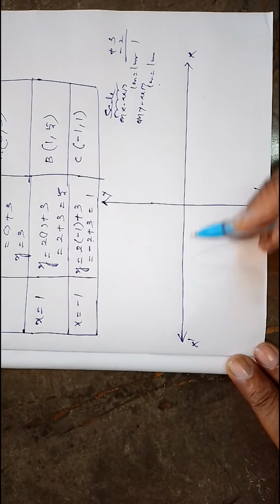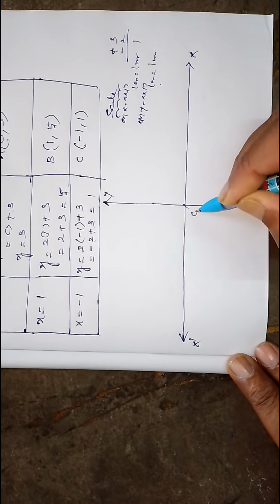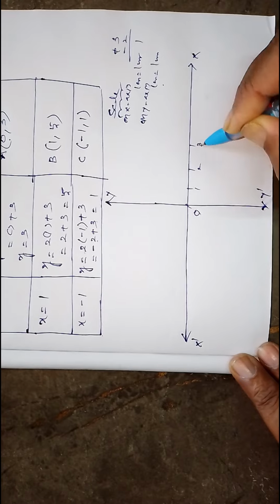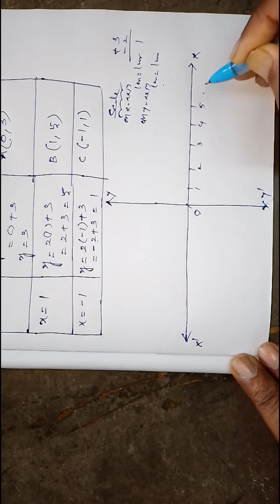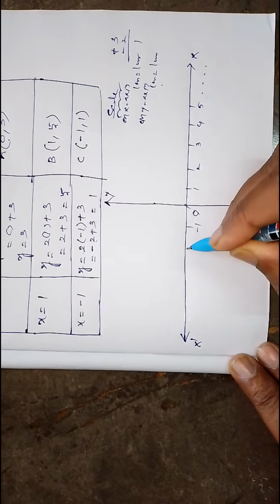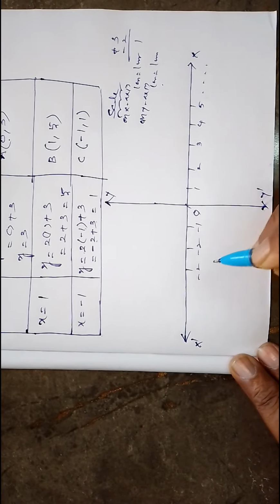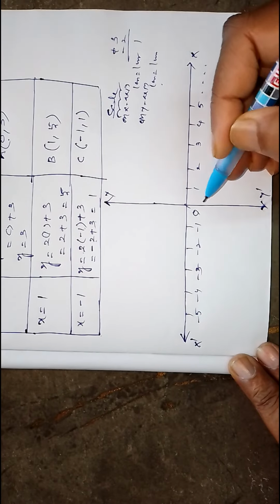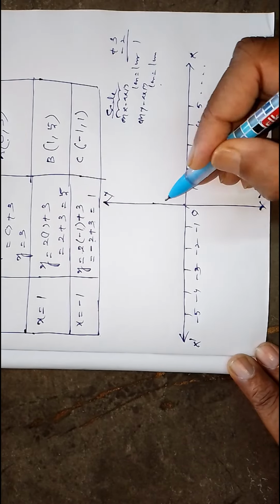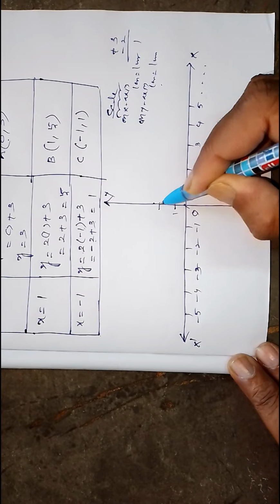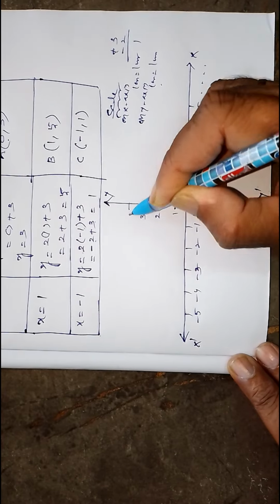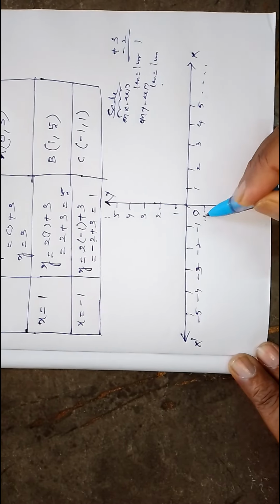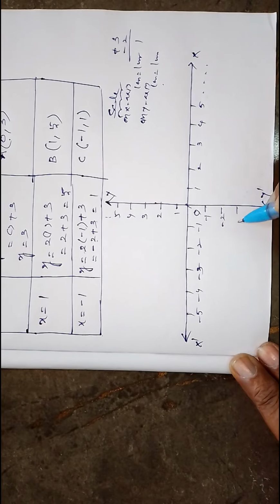So we know that both axes are integral lines. This is the 0. On the right side of the 0 I have to take positive values 1, 2, 3, 4, 5 and so on, and on the left side of the 0 we have to take negatives -1, -2, -3, -4, -5 and so on. On the vertical line, above the 0 I have to take positive values, and below the 0 I have to take negative values -1, -2, -3, -4 like that.